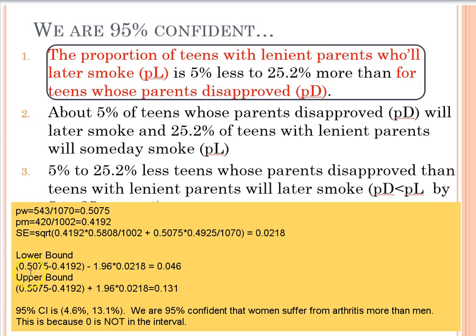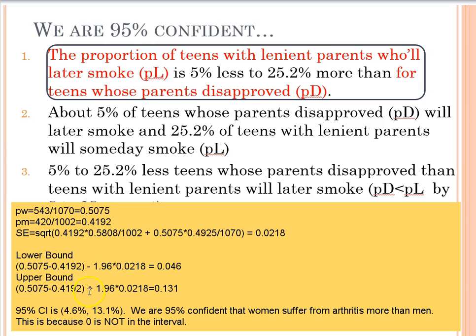Here I'm putting women first, and the reason why I put women first is just because they have a larger rate, and that will make my interpretation easier, because if we have a positive term, that means women suffer more at a higher rate than men suffer from arthritis. So that's our sample difference.